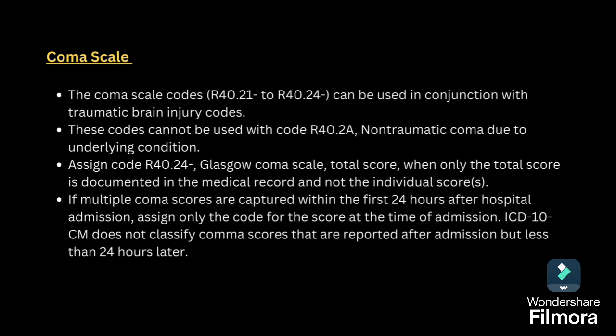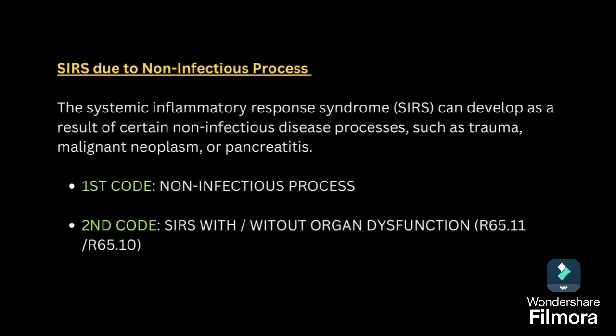Next is coma scale. The coma scale codes are R40.21 to R40.24 and they are always coded along with the brain injury codes. So whenever a patient is brought to the hospital with brain injury and the Glasgow coma scale is being used for the patient, first code for the brain injury and second code for the Glasgow coma scale.